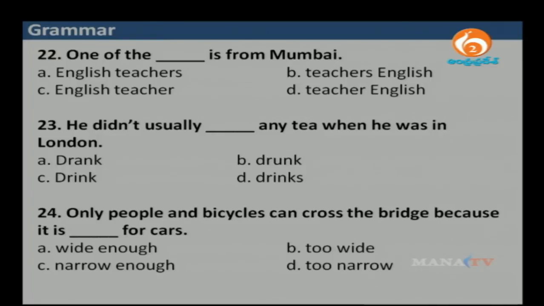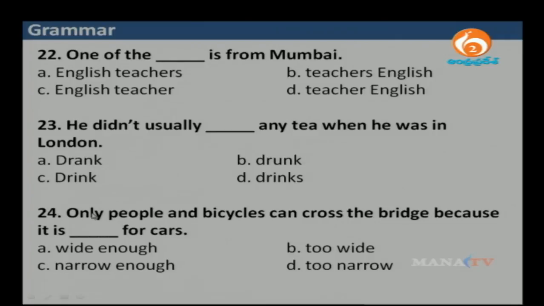All right. Number 23, he didn't actually dash any tea when he was in London. He didn't usually drink, drank, drunk, drinks. Drunk is an adjective. For example, you say, I saw a drunk person, somebody who is intoxicated. Drank is the past tense of drink, drunk is an adjective. So since I already used a past tense, "he didn't usually", I will use the present, "drink any tea when he was in London".